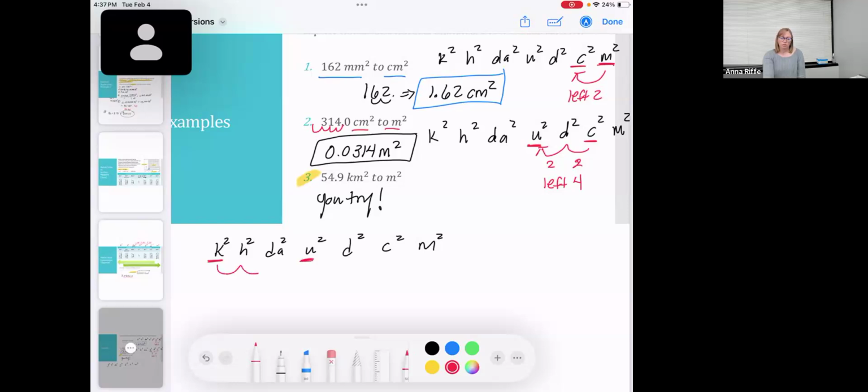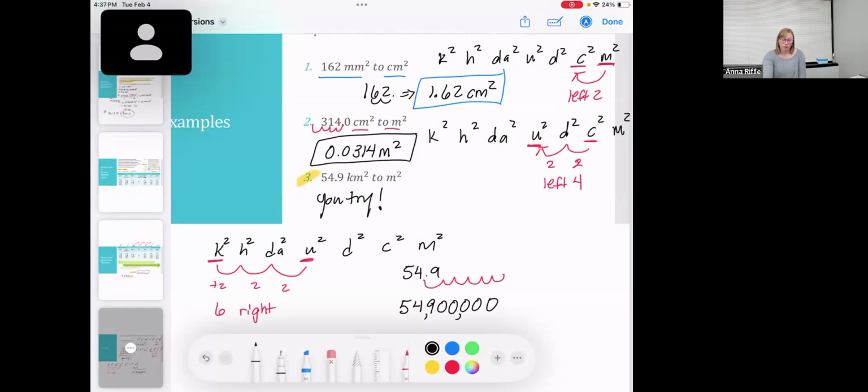So that is 1, 2, 3 units to the right, 3 prefixes to the right. So that's 2, 2, and 2. 2 plus 2 plus 2 is 6. So I'm going to move my decimal point 6 places to the right. We're starting with 54.9, and I'm going to move 1, 2, 3, 4, 5, 6 places to the right. So I should have 5, 4, 9, and then 5 zeros after it. 1, 2, 3, 4, 5.